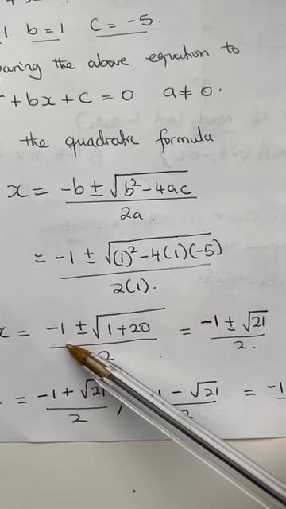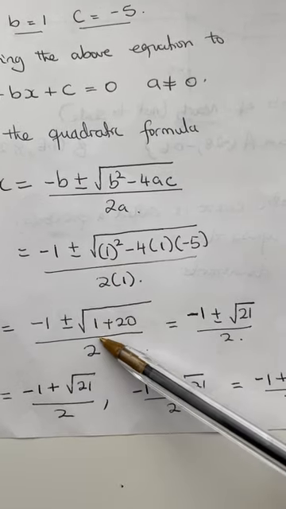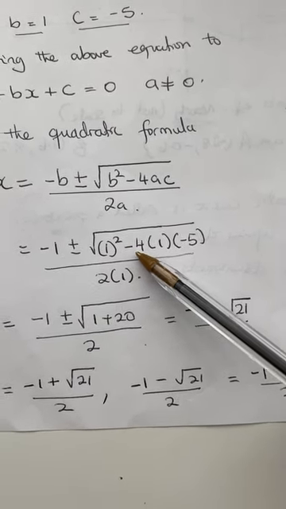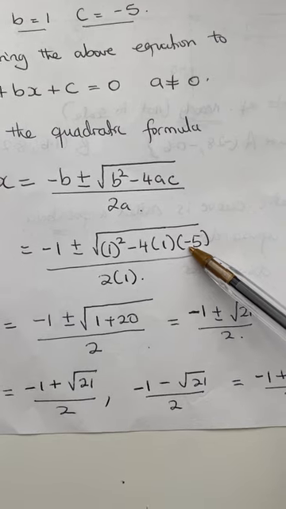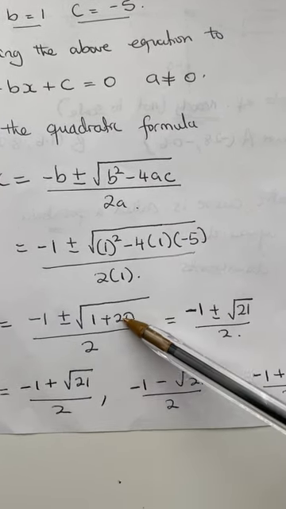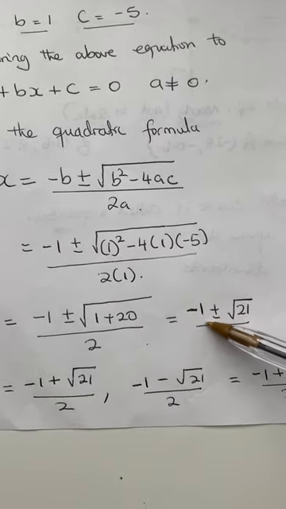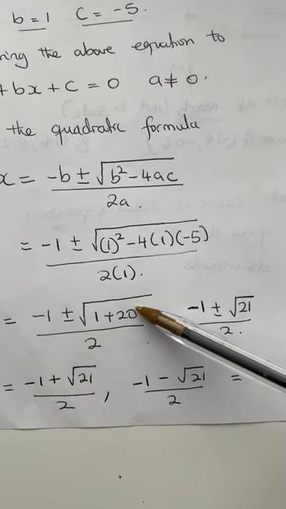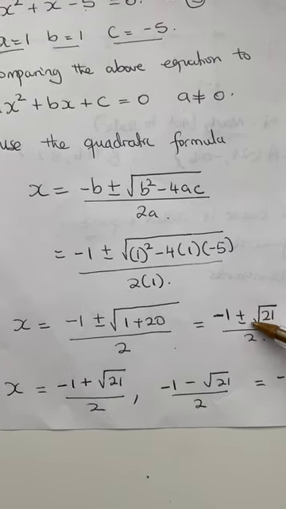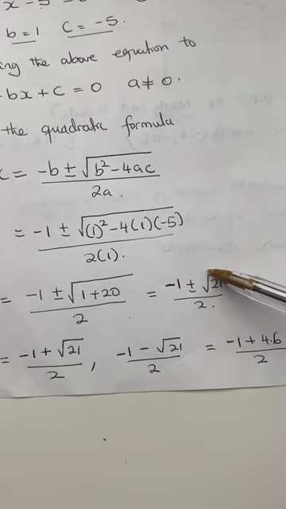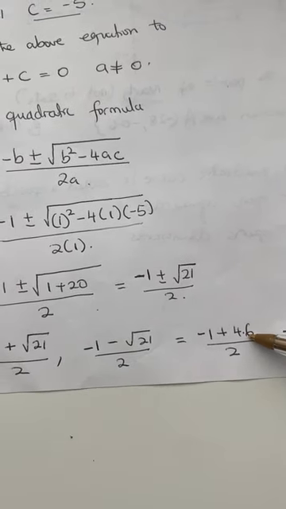Now, we need to simplify this. So we have minus 1 plus or minus the square root of 1 squared, which is 1, minus 4 times 1 times minus 5, which is plus 20. So we have 1 plus 20. So our answer will be minus 1 plus or minus the square root of 21. So we are going to get two values of x.